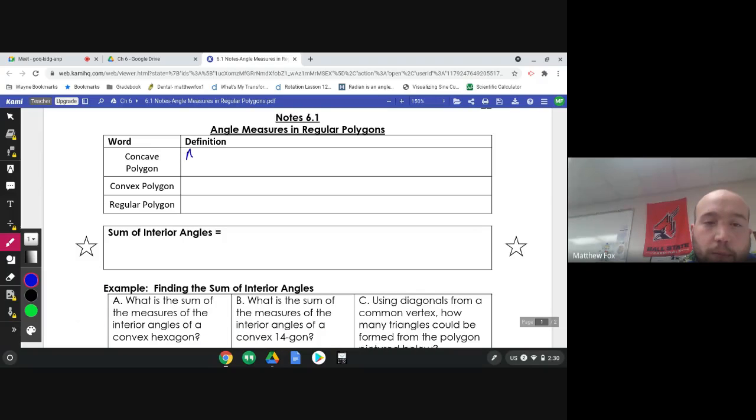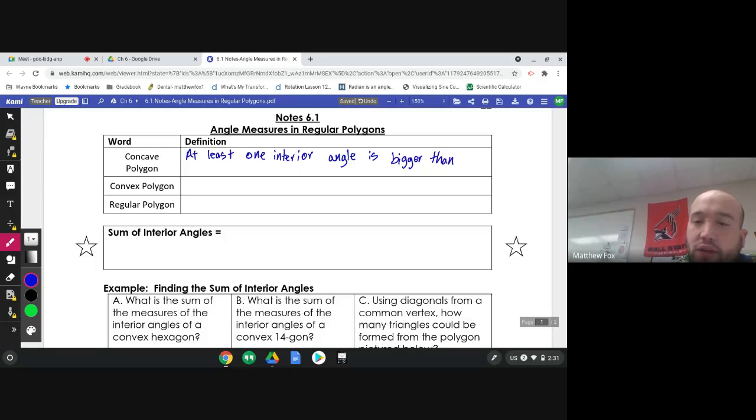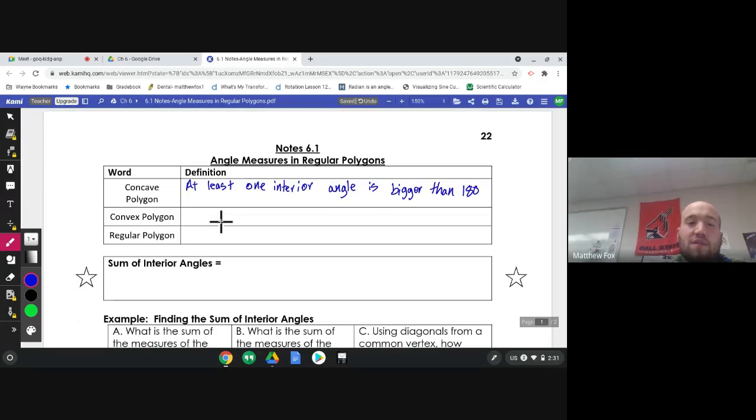Okay, so let me write that and then I'll show you what I mean by that. So at least one interior angle is bigger than 180 degrees. Okay, so an example of that, what I mean, I'll draw this kind of off to the side.